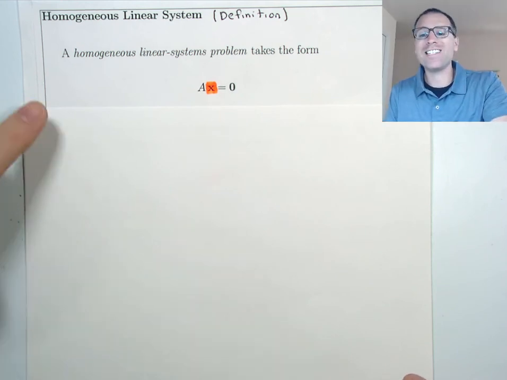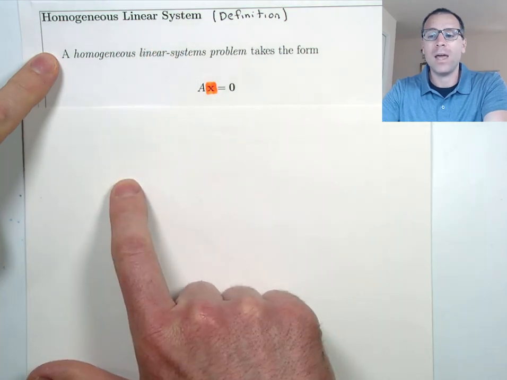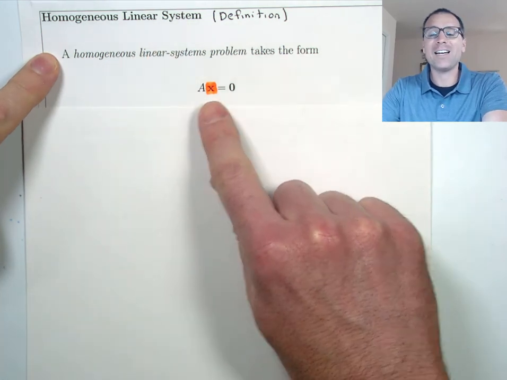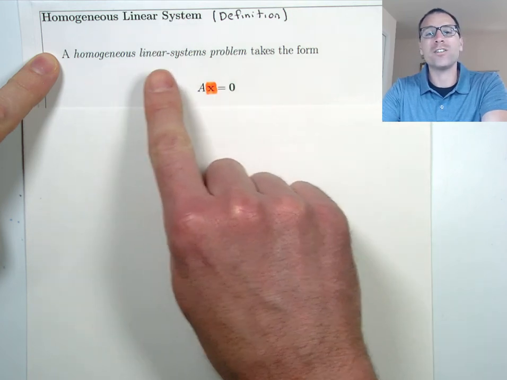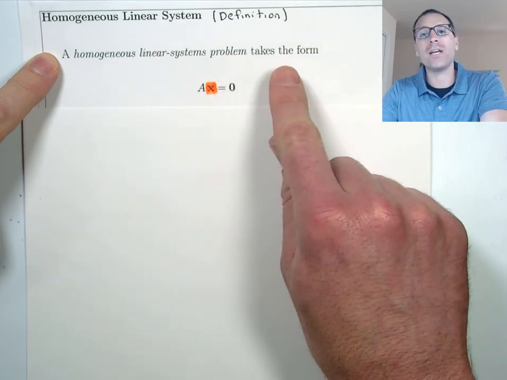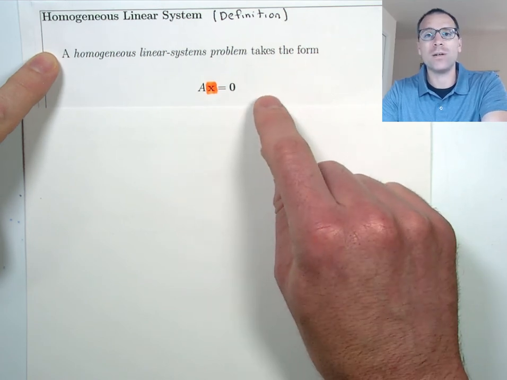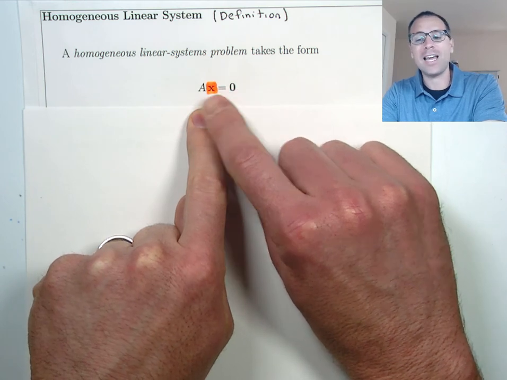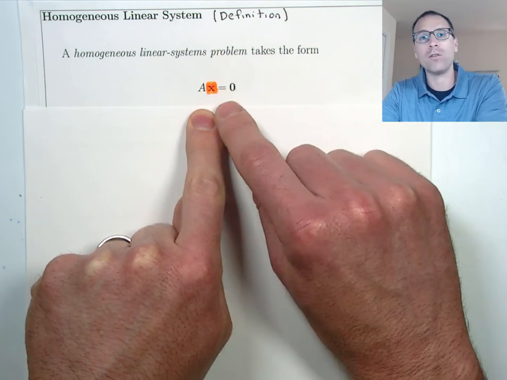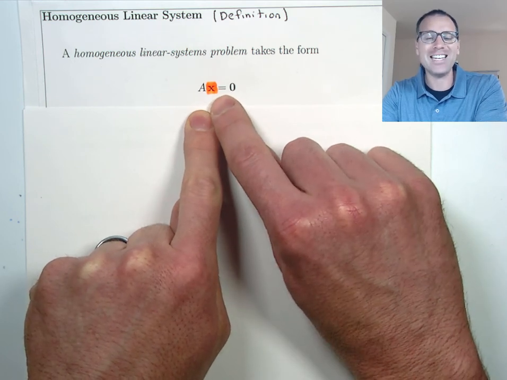formally introduce this definition. We say that a homogeneous linear system takes the form A times x equals 0. A better way to say this is a homogeneous linear system involving the coefficient matrix A is the linear system A times x equal to 0. Now, when we're looking for that x value that sends A to 0, or in our case, when we're looking for a general solution to a general linear systems problem, we call that z.